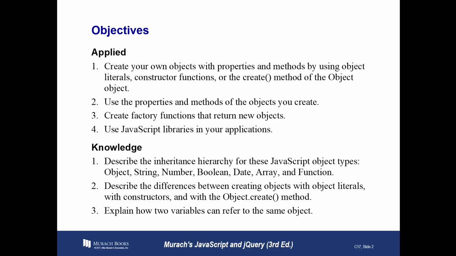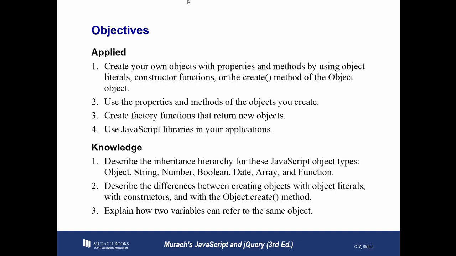We have 4 applied objectives and 10 knowledge objectives. Our applied objectives: create your own objects with properties and methods by using object literals, constructor functions, or the create method of the object. Use the properties and methods of the new objects that you create. Create factory functions that return new objects. Use JavaScript libraries in your own applications. Those are the applied objectives.